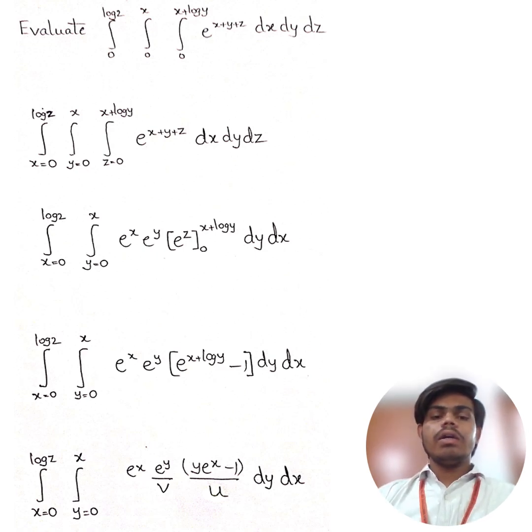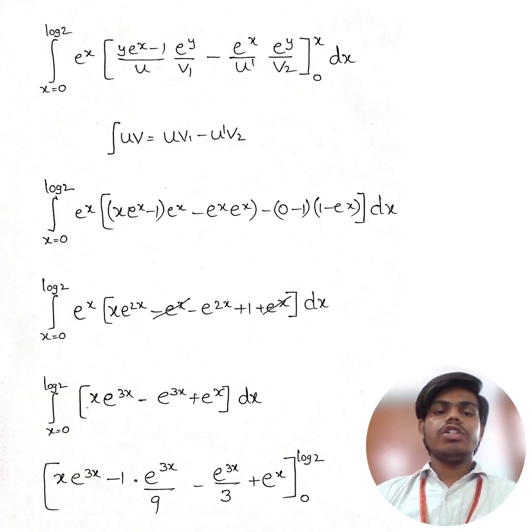Here there are two functions. When we integrate with y from 0 to x, there are two functions: e power y and y into e power x minus 1. Based on the formula integration of u v is equal to u into v1 minus u dash v2, here we can get the values of integrating the e power y and y terms: y into e power x minus 1 e power y minus e power x into e power y.